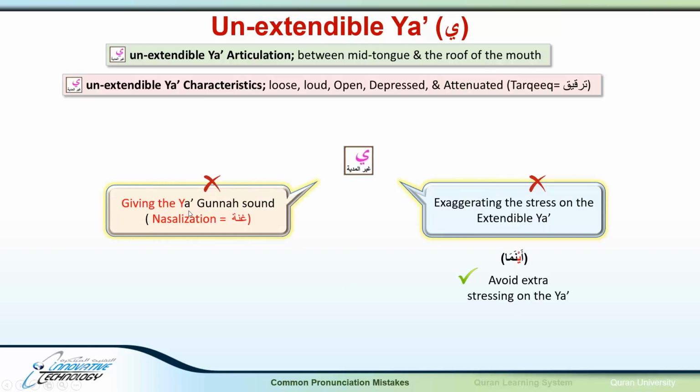Second mistake is giving the ya ghunna, a nasalization sound. Example, الدنيا. And the right way of pronouncing it is like this. دنيا Dunya, not nasalized. Dunya is right. Avoid giving ghunna to the ya.